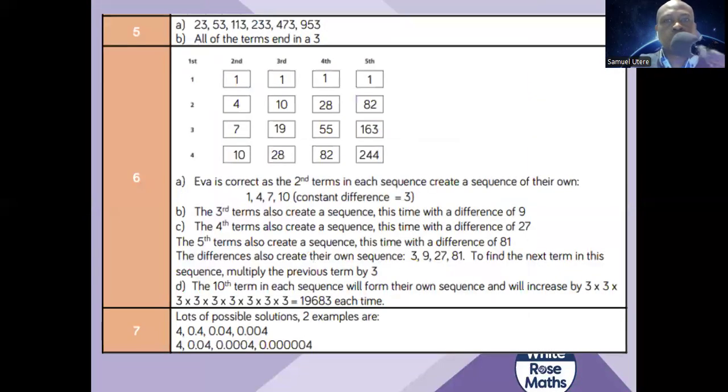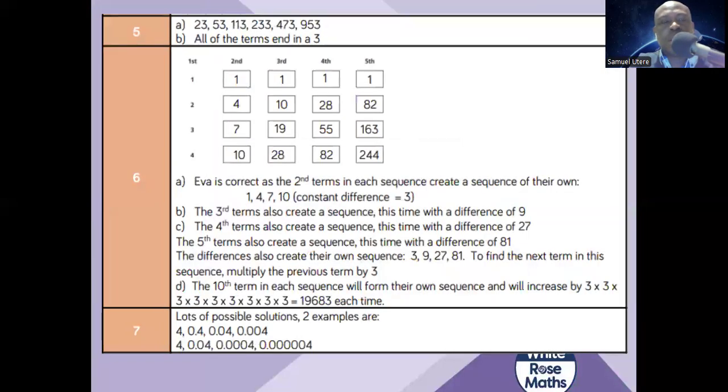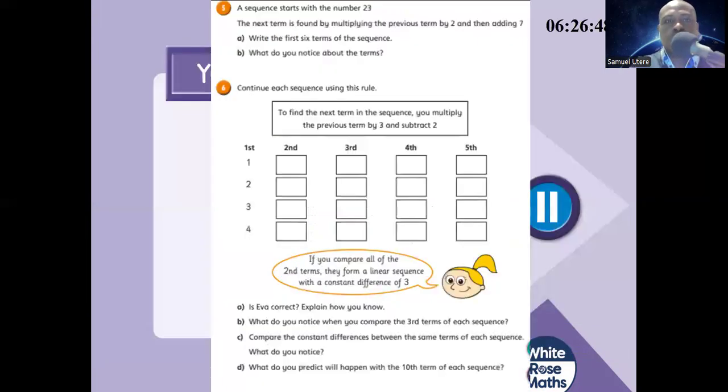Okay, so I'm sure you've marked your work. And that brings us to the end of our lesson. Okay, so what have we learned today? So far, we have learned that you can continue non-linear sequences by following the rule. First, you could be given a rule which is really obvious. For example, the last one we did was, you were given a sequence which starts with 23. You were told to multiply by 2 and then add 7.